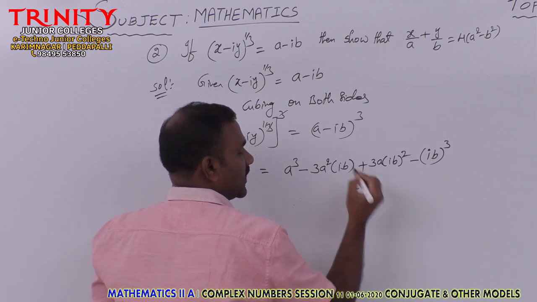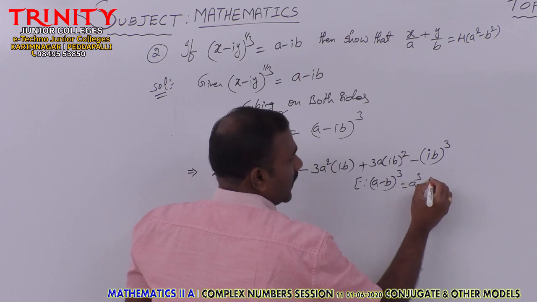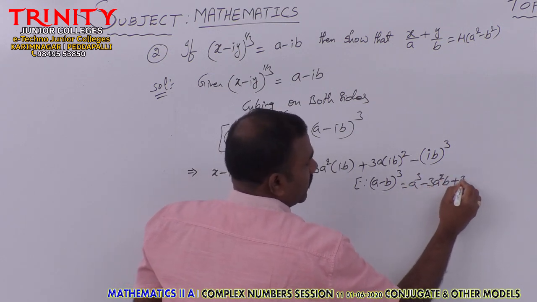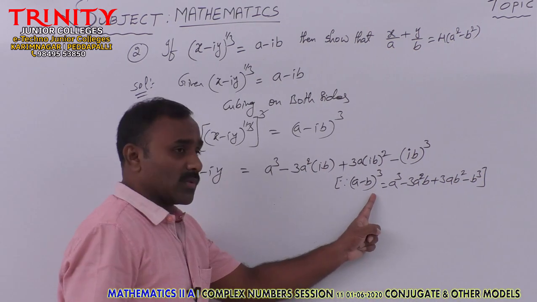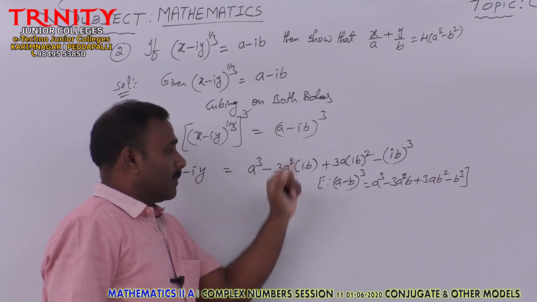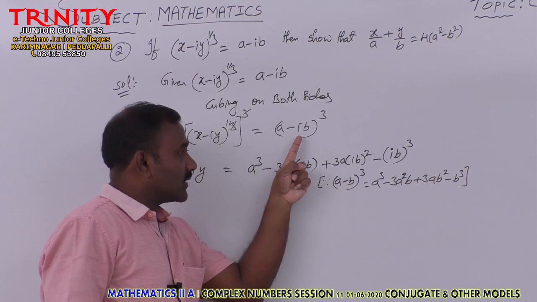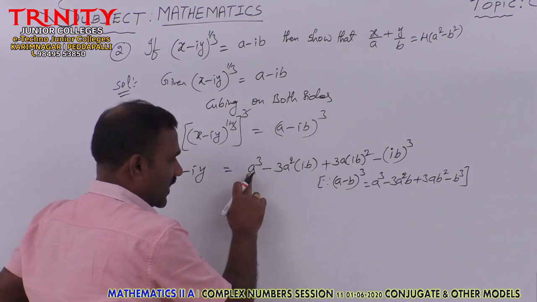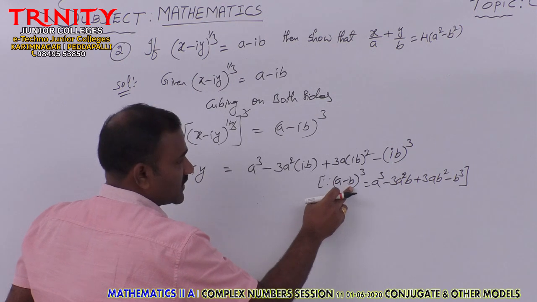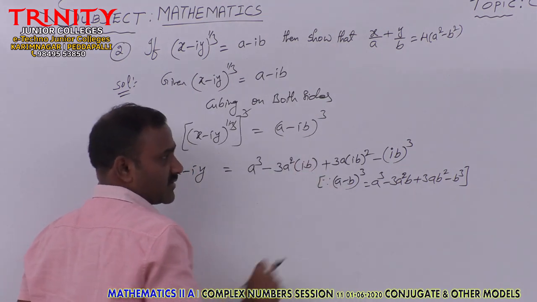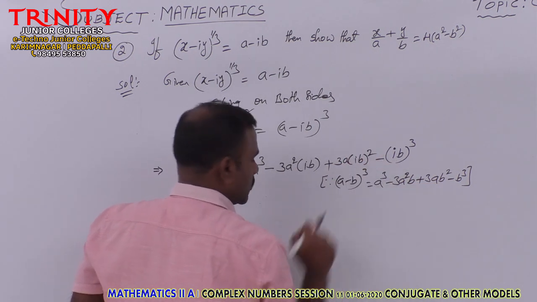I am writing the formula here. The (a minus b) whole cube formula: a cube minus 3a square b plus 3ab square minus b cube. In this formula, we have replaced b with ib. In place of b, we have ib. That's why ib was replaced: a cube minus 3a square (ib) plus 3a (ib) square minus (ib) cube.